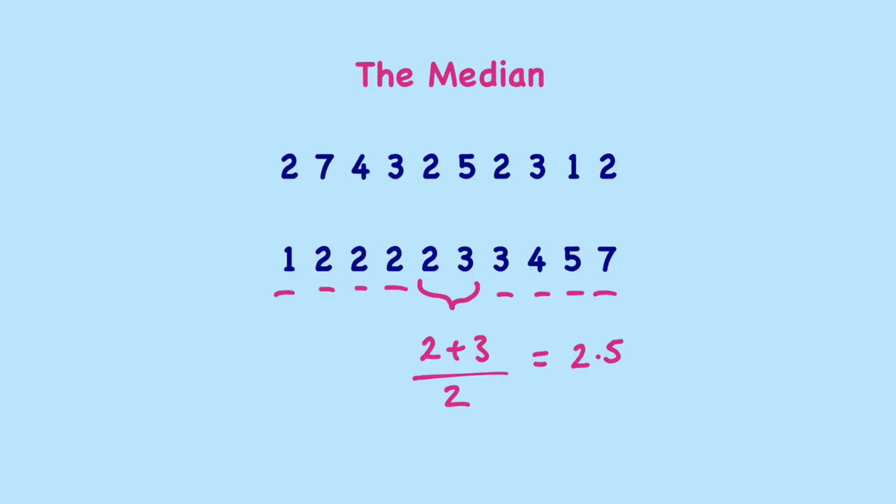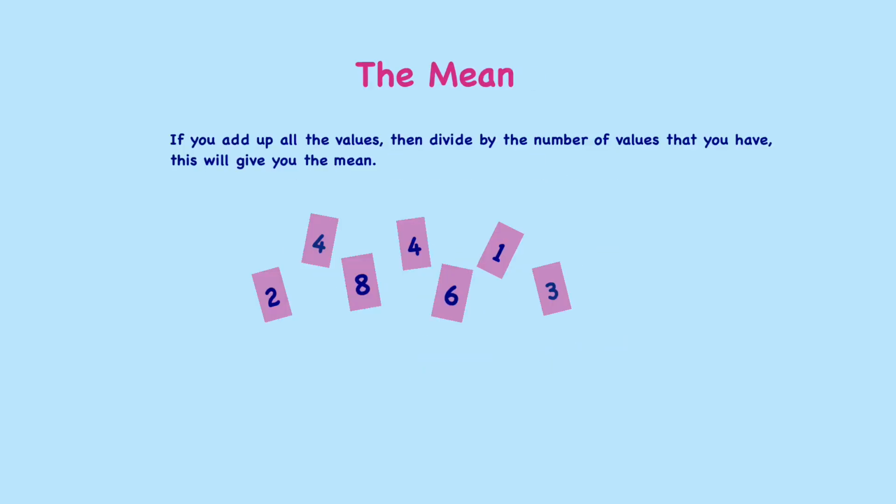So let's move on to the mean. Now the mean is the more difficult one because you have to add up all the values and then you have to divide by the number of values that you have. So let's add them all up. So 2 plus 4 plus 8 plus 4 plus 6 plus 1 plus 3 gives us 28.